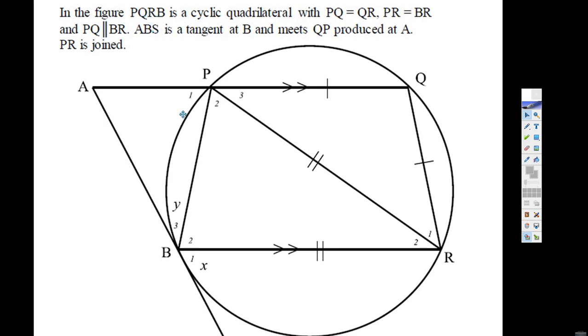They say that PQRB, so go from P to Q to R to B, is a cyclic quad. They say that PQ is equal to QR, and they've got a couple of marks there. And they say that PR is equal to BR, and they've got two dashes there to show that those sides are equal. Well, we know we're going to use that.